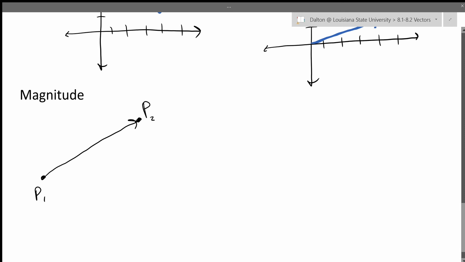And again, it's just on my coordinate point somewhere on the coordinate plane. I don't know exactly where that might be, so let me just give that arbitrary coordinates. Let's say P1 is at the point x1, y1, and let's say P2 has the coordinates x2, y2.